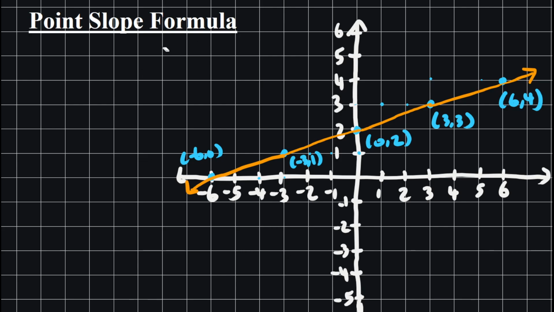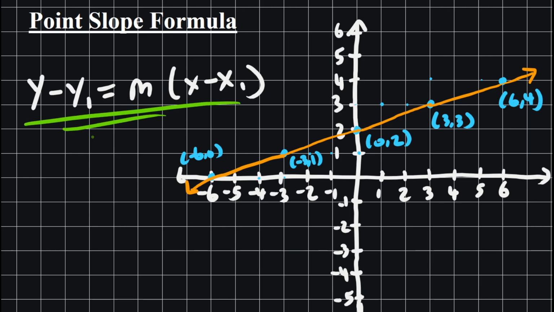Okay, so the point slope formula, it goes like this. It goes y minus y1 equals m times x minus x1 in parentheses. So this is the point slope formula. And let me write it down. This is the point slope formula. And this is how you're going to find the equation of this line that's drawn here.